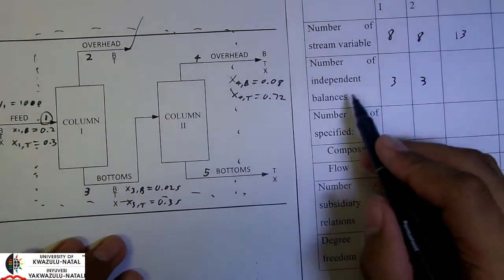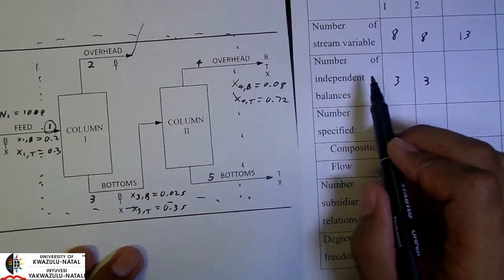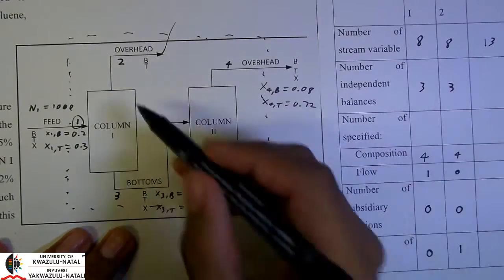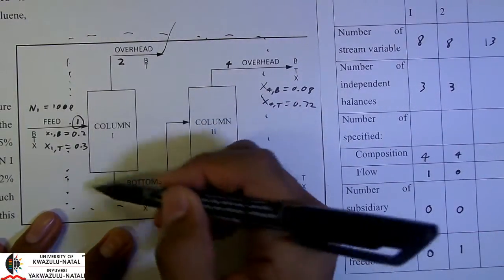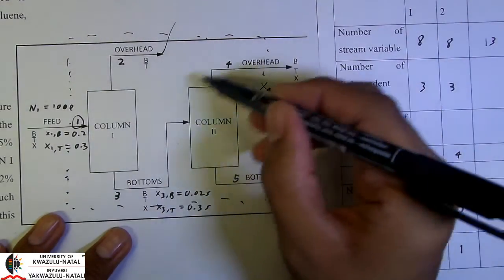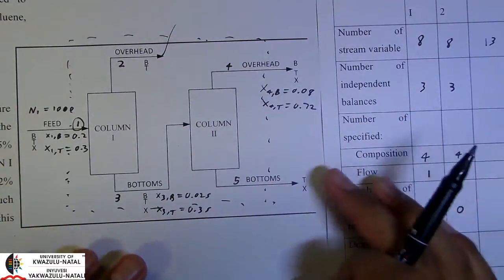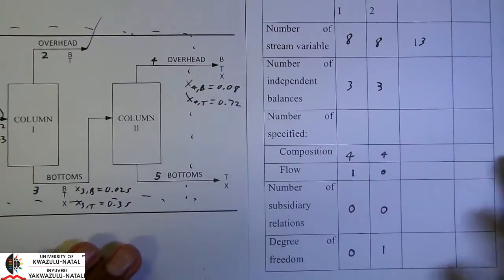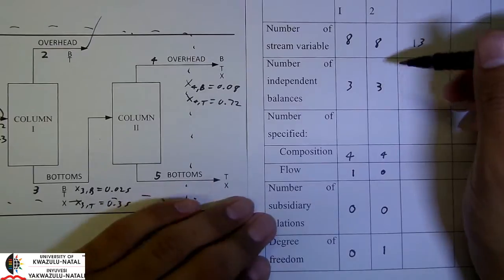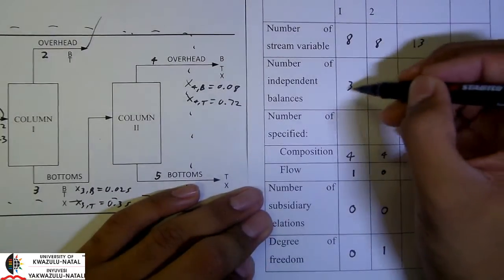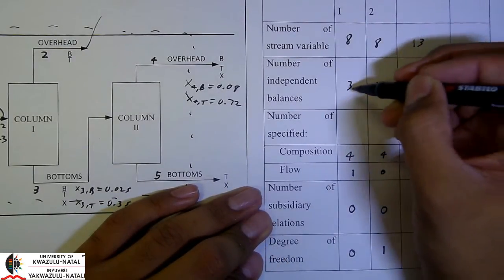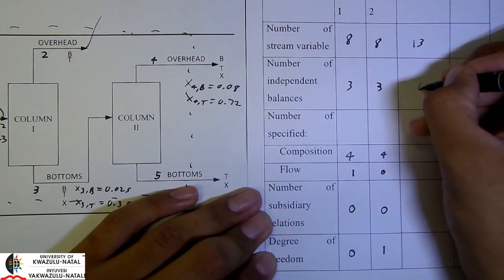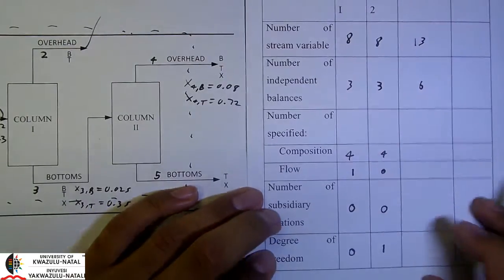When it comes to the number of independent balances, note that we had 3 independent balances for column 1 and 3 for column 2. Now in the case of our process, we can simply add the number of independent balances. So that's 3 plus 3, and that will give you 6.